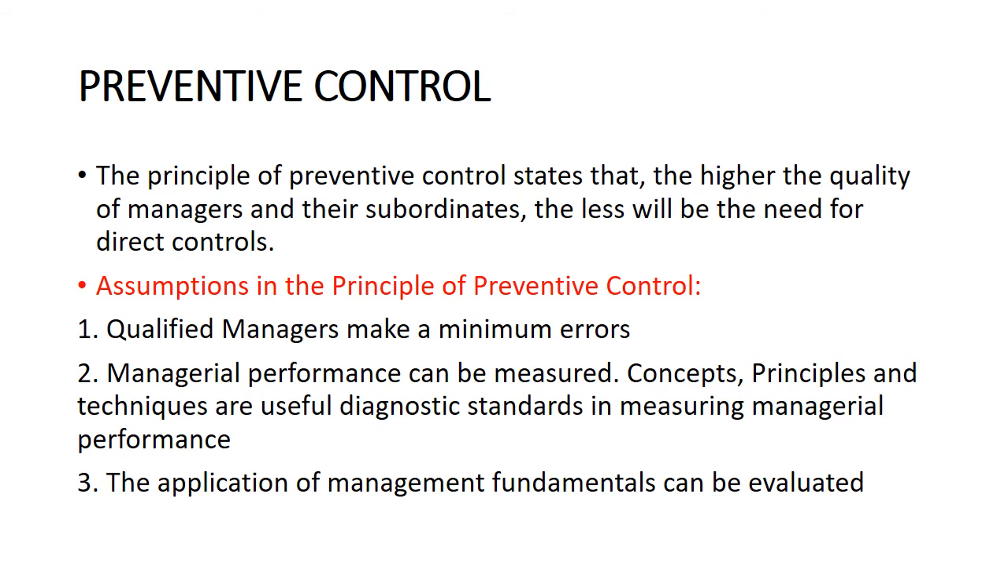And preventive control. So what is actually preventive control? The principle of preventive control states that the higher the quality of managers and subordinates, the less will be the need for direct controls. It is trying to reduce the direct control over employees. If the employees have high quality in them, this will reduce the burden on the managers.